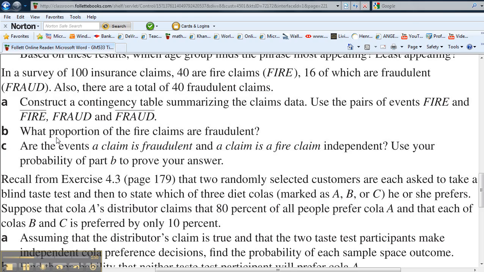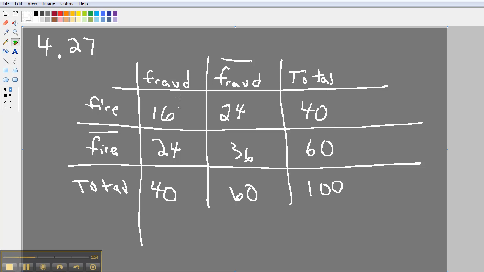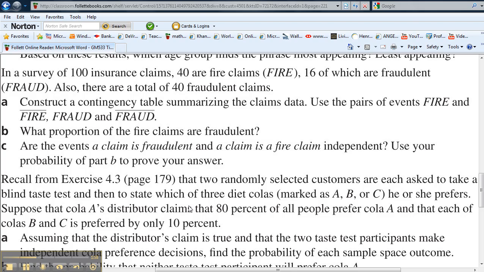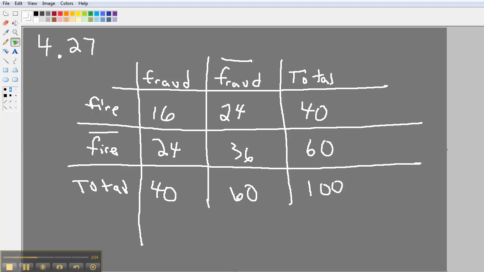It says, what proportion of the fire claims are fraudulent? Fraudulent, 40 out of 100. Awesome. Are the events a claim is fraudulent and a claim is a fire claim independent? Fraudulent, fire claim. Are they independent?